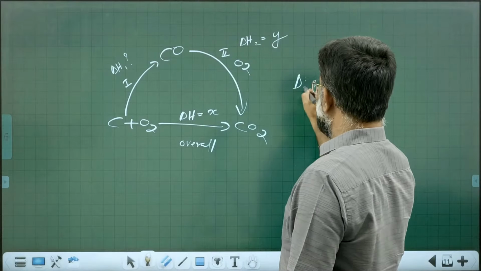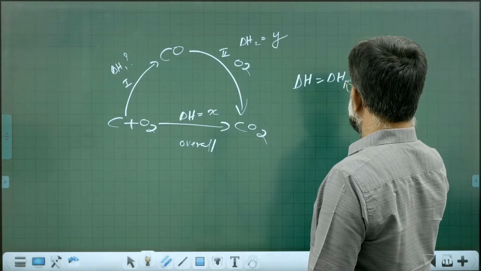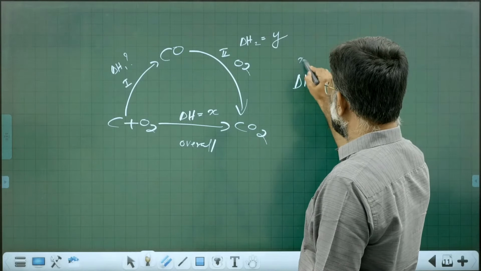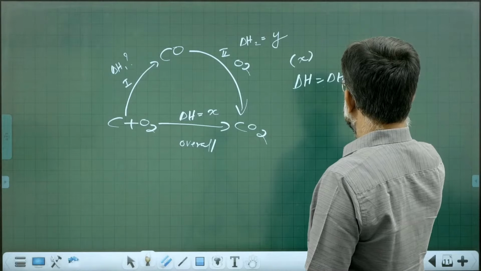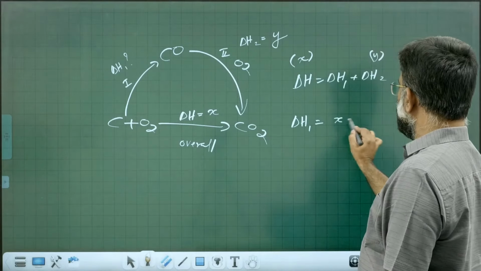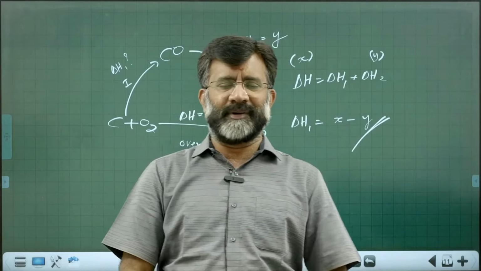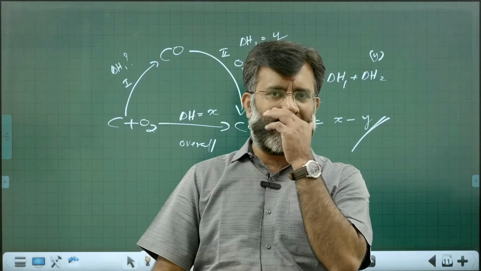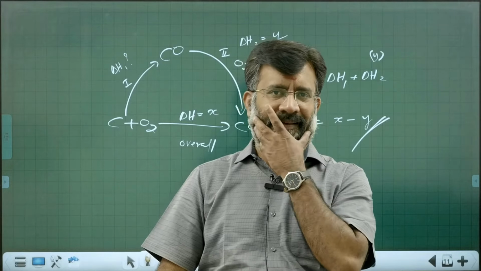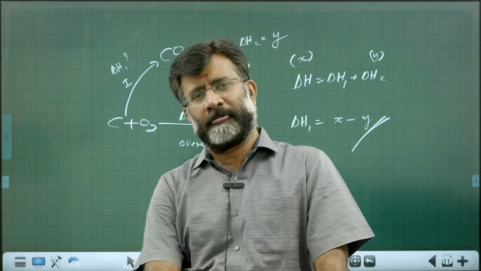How is that? Delta H is equal to delta H1 plus delta H2. This is value X, this is value Y. So what is delta H1? Delta H1 is equal to X minus Y. X you can find out in the laboratory, Y you can find out in the laboratory. Hope you understand. This is a practical application of Hess's law.